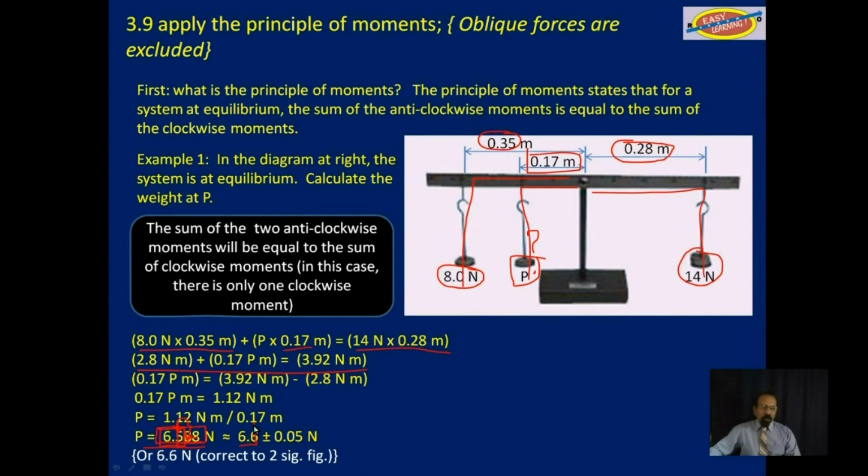We are rounding off at the 1/10th position. Half of that will be 0.05. And so our answer is 6.6 plus or minus 0.05 newtons. Or you could leave it as 6.6 correct to 2 significant figures.